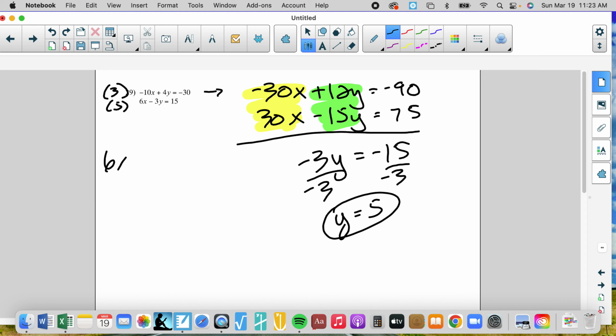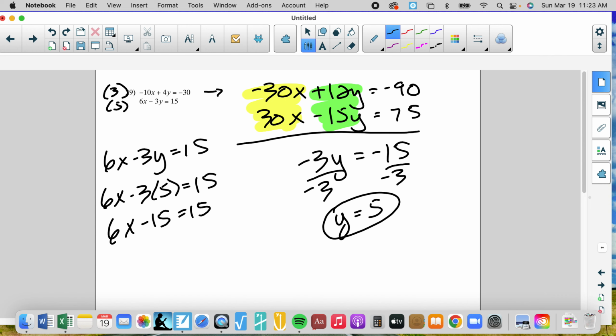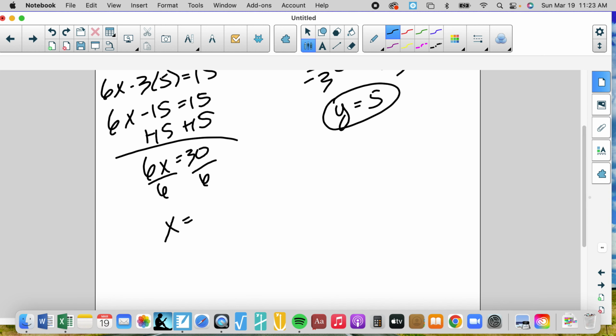Pick an equation. Pick the bottom one. Plug in my y value. 6x minus 15 equals 15. Let's add 15. 6x equals 30. Divide by 6, divide by 6. And I get x equals 5. So my solution is going to be 5, 5.